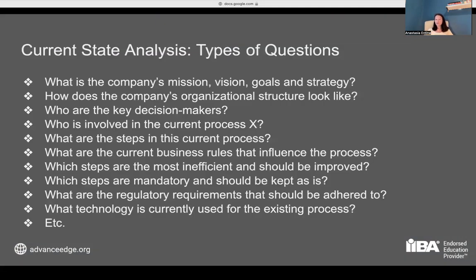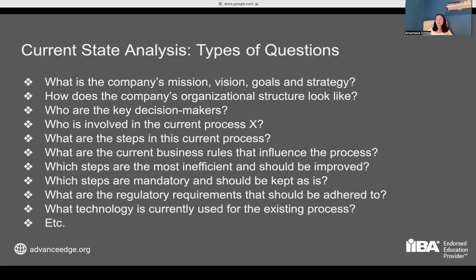So the types of questions that business analysts may ask when they perform current state analysis: what is the company's mission, vision, goals, and strategy? What does the organizational structure look like? What is the hierarchy within the company, or is the organizational structure mostly flat? Who are the key decision makers in each area, for example, in finance, in sign-offs for software development, and so on?